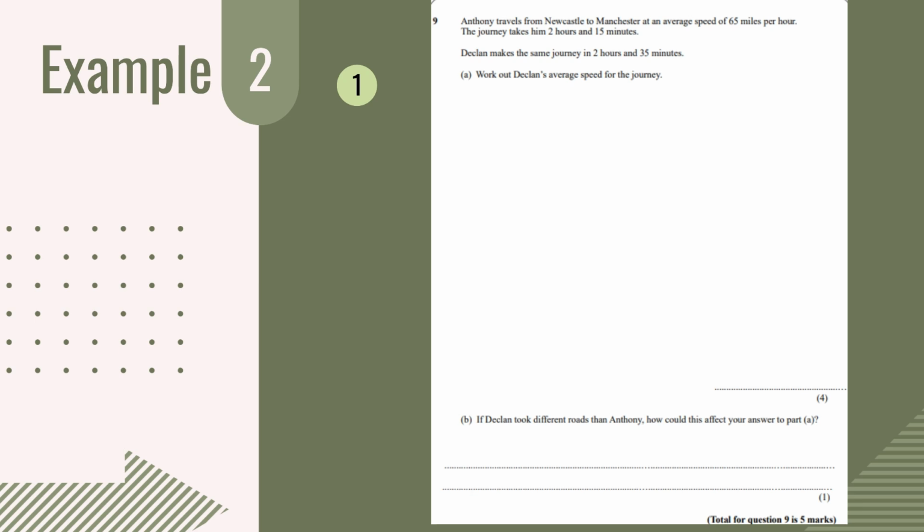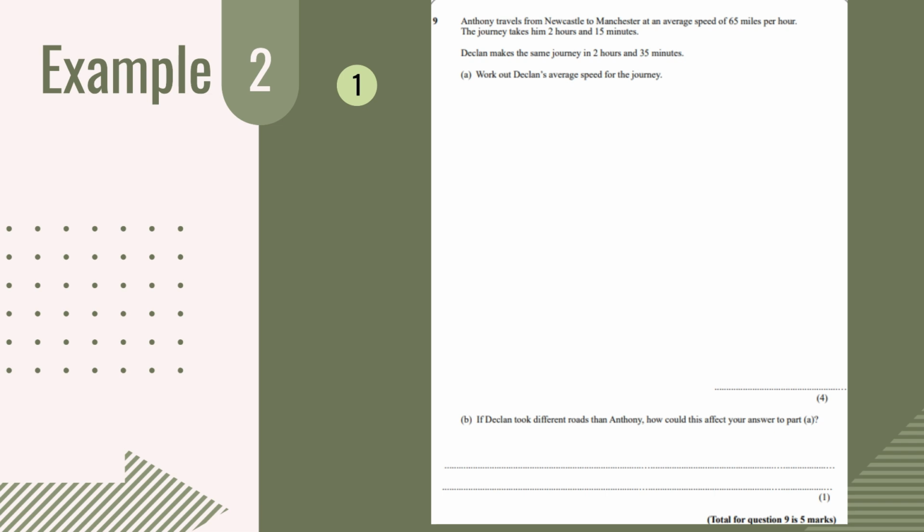Declan makes the same journey in 2 hours and 35 minutes. Work out Declan's average speed for the journey. As we can see, the common variable here is the distance, because the distance doesn't change as they're going from the same place to the same place. It's just the speed and the time that change.